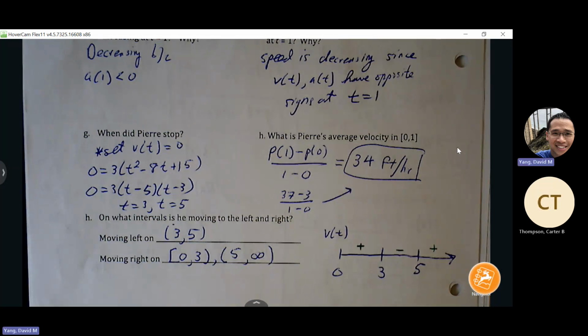And then when the particle stops, you set velocity to 0, you solve for t, and then you create your velocity sign line. Now, when you do your sign line, it's not with position, it's with velocity. So you have to check your signs within your velocity sign line, and then positive would mean moving right, negative would mean moving left.